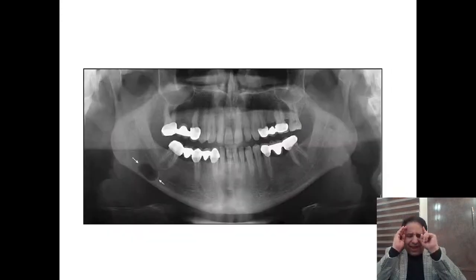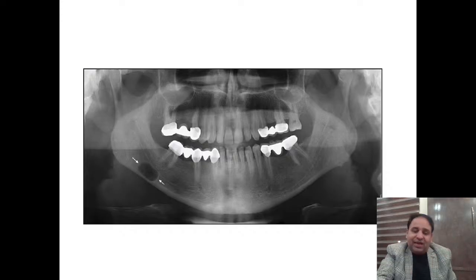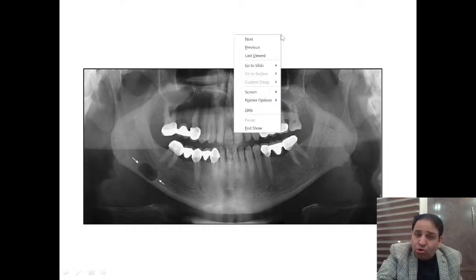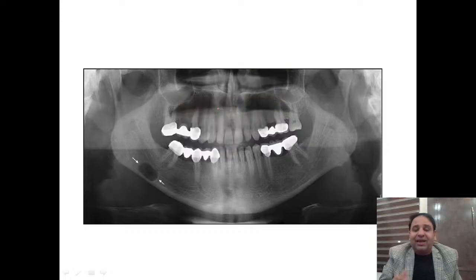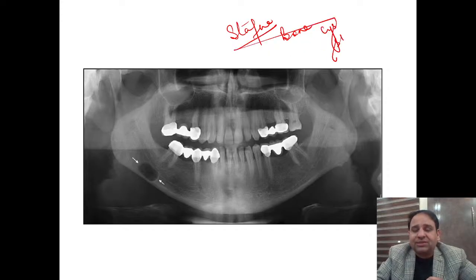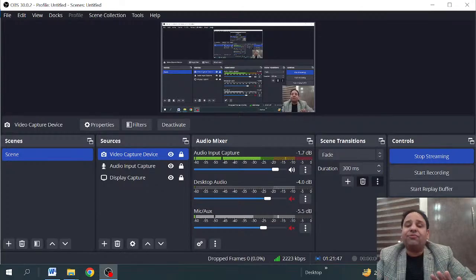Okay. Whenever you see an image and you see a cyst just below the inferior alveolar nerve canal, I am sure that you all know that this is not a cyst, it is just resembling a cyst. However, it is called Stafne bone cyst. So please remember, all of you students, that Stafne bone cyst is not a true cyst. It's a false cyst.